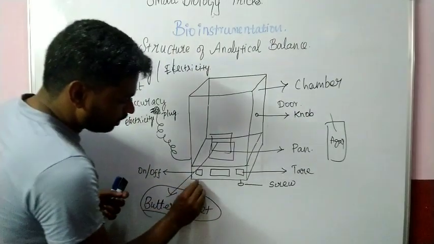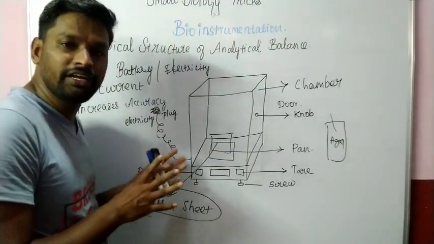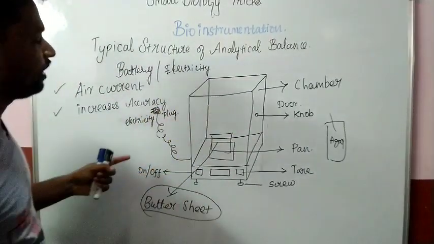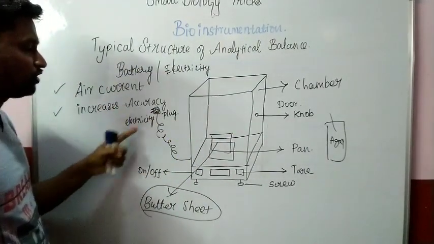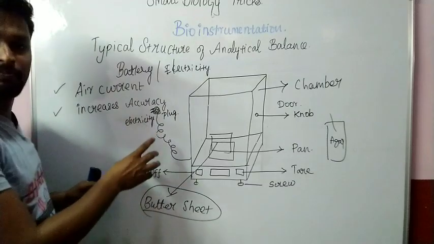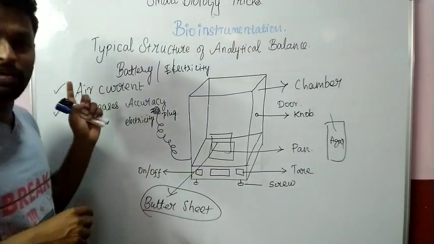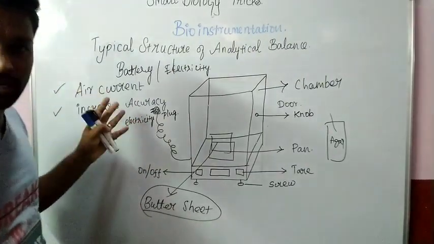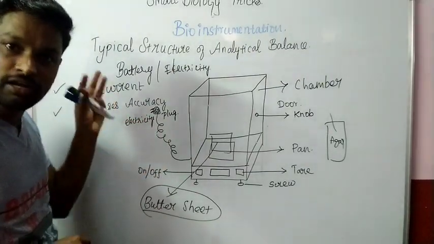After fixing the instrument on an even surface, in the case of the analytical or electronic balance, you should plug the power cord into the electrical circuit, and then you have to switch on the plug. Without electricity, this instrument is not at all functioning.